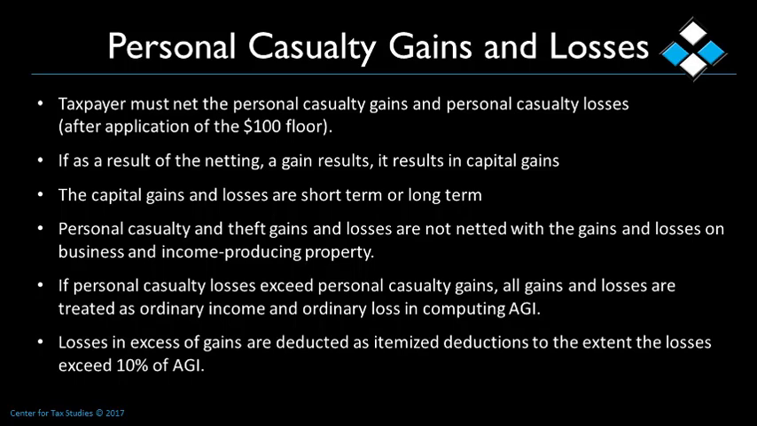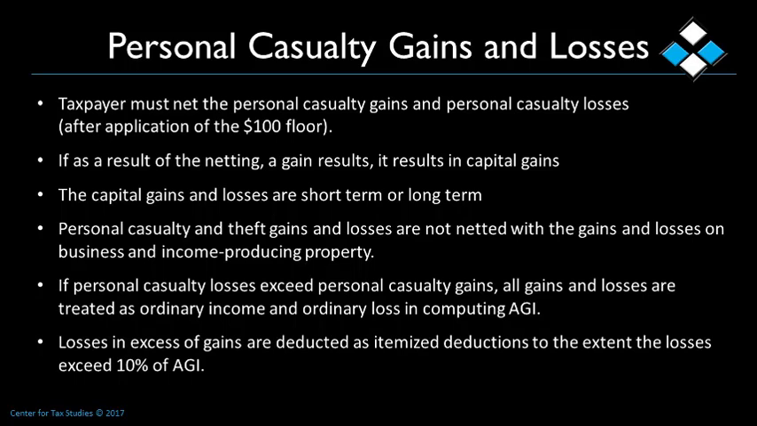If the gains exceed the losses, the gains and losses are treated as gains and losses from the sale of capital assets, and therefore you receive capital gains. The capital gains and losses are then treated as either short-term or long-term gains and losses, depending on how long the taxpayer held each of the assets. Assets held for more than 1 year are treated as long-term assets.